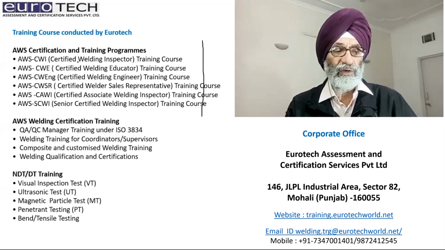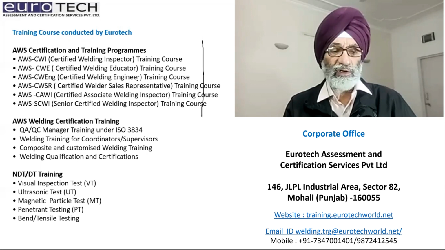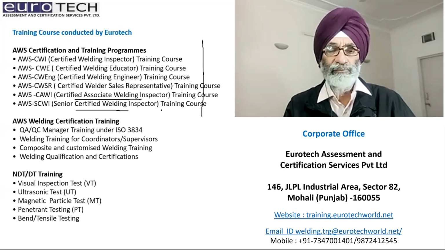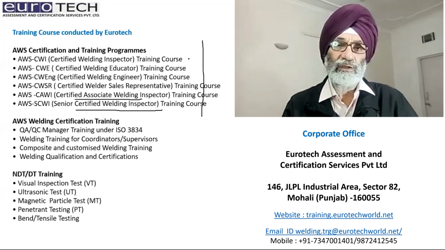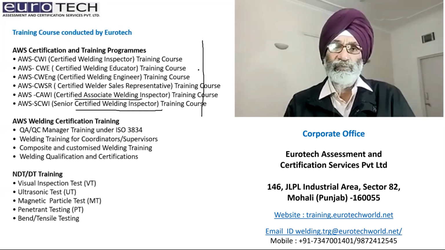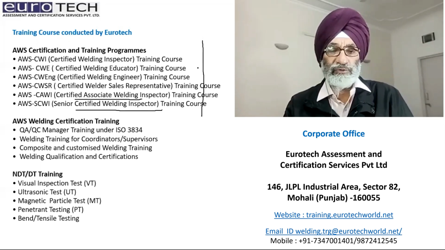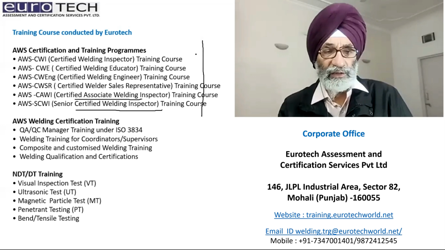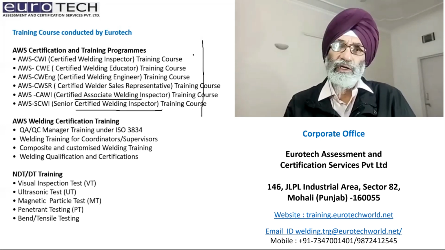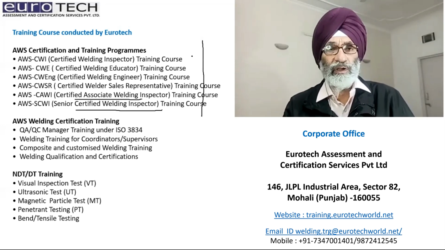These are the courses in the form of a CWI, CWE, CW Engineering, Sales Representative, Certified Associate Welding Inspector, and Senior Certified Welding Inspector. See, these are the courses which are meant for basically the graduate engineers in mechanical engineering or the postgraduates. The diploma holders can also try, provided they have got a large experience and expertise.